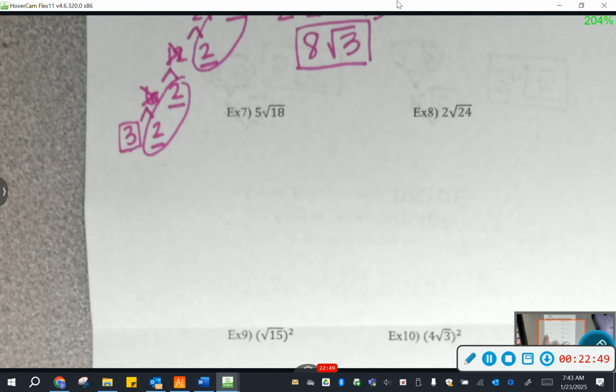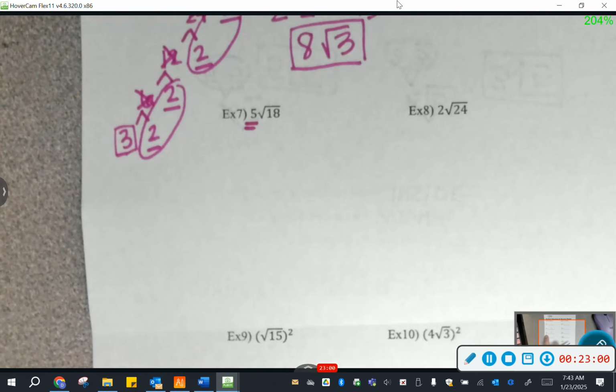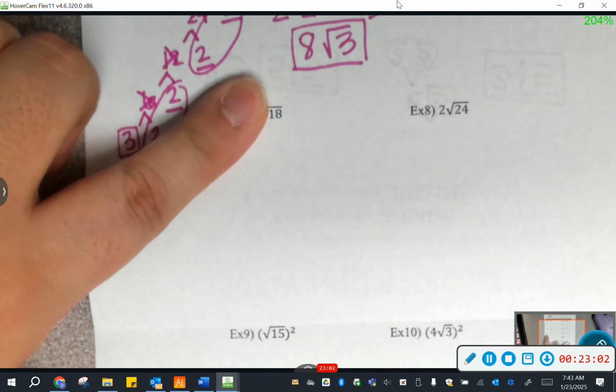It has an outside number. All that's going to do is change at the very end. We have to bring it down. We're going to do the same steps we've been doing, but at the very end, we have to worry about this 5. I'm not going to worry about it right now. Cover it up. It doesn't matter right now.